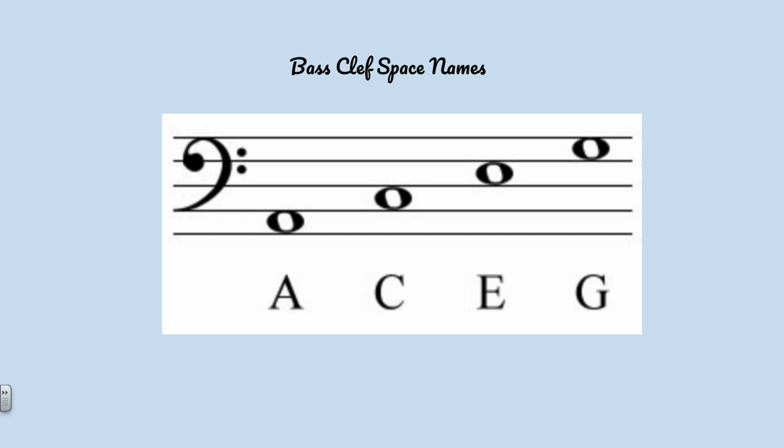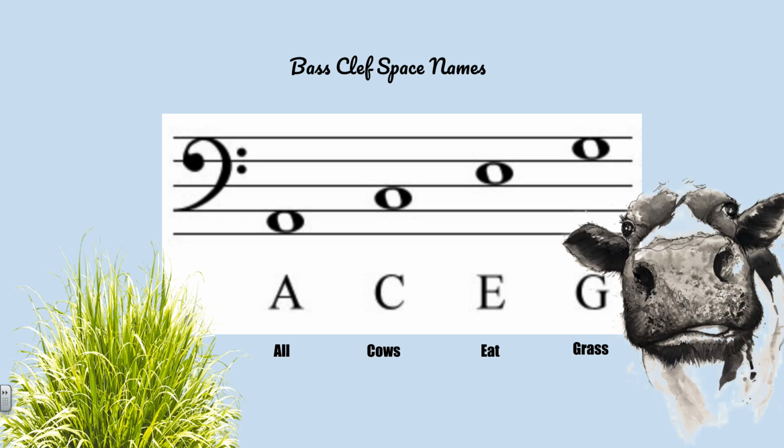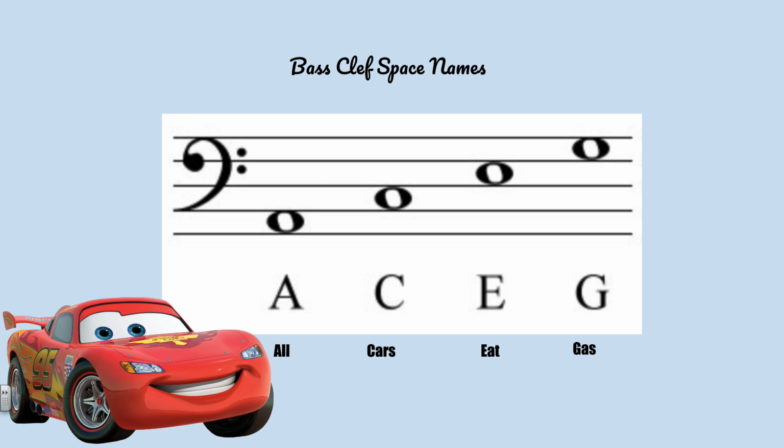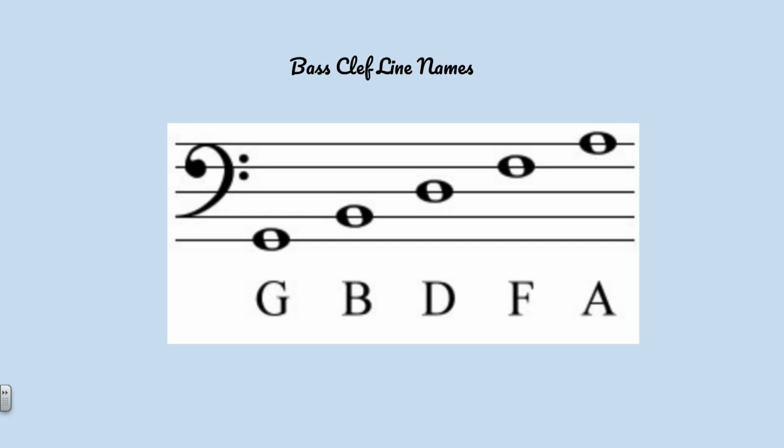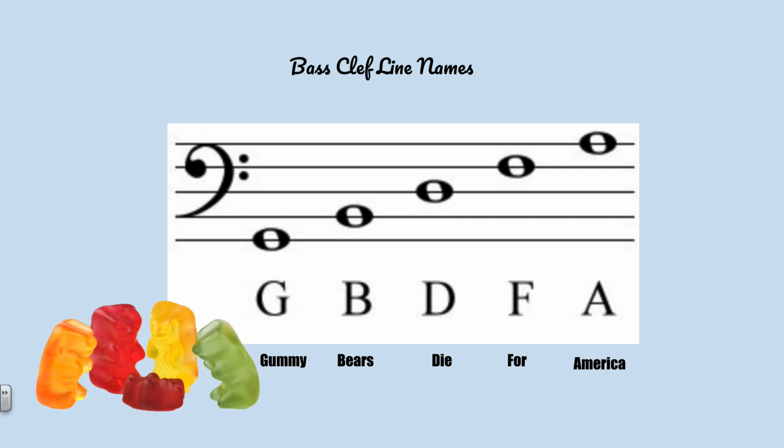Things are a little bit different with the bass clef, although we still spell from the bottom to the top. The spaces are A, C, E, G. Once again, we do not have a handy word like face, but we do have all cows eat grass, all cars eat gas, or anything else that you could come up with that might help you remember the spaces of the bass clef staff. For the lines, we have G, B, D, F, A. Good boys do fine always. Or my personal favorite, Gummy Bears Die for America.